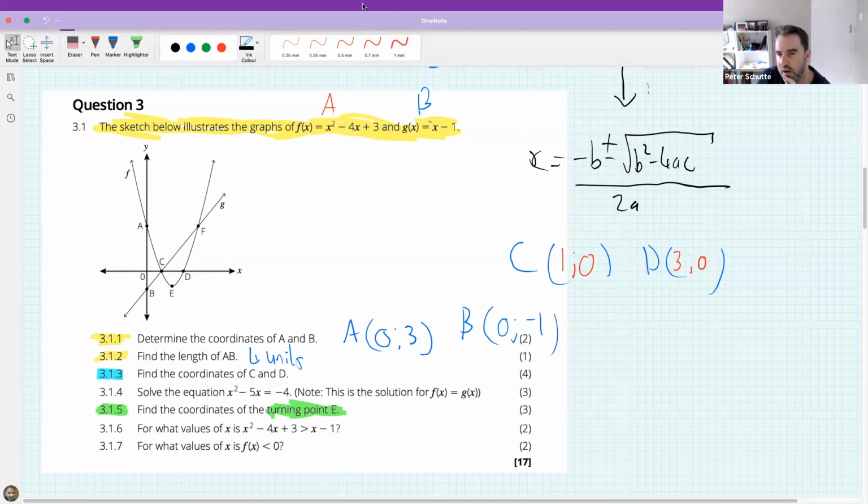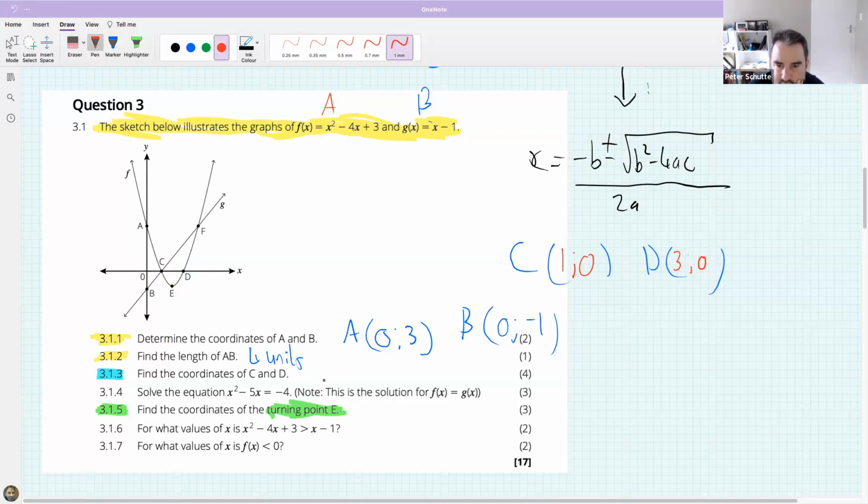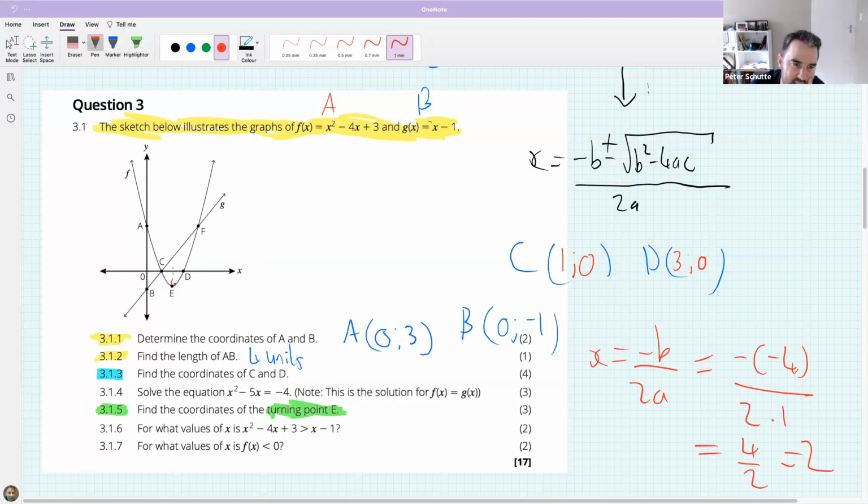So Kanyisile, you're quite right. The turning point is the name of the thing. And the formula I used earlier on was -b over 2a. So in this graph, it would be -4 over 2 times 1, which would be 4 over 2, which would be 2. And so what that's really saying is that that must be in line with 2. But that makes sense because we know that C was the 1 and this was the 3, so it's halfway between.